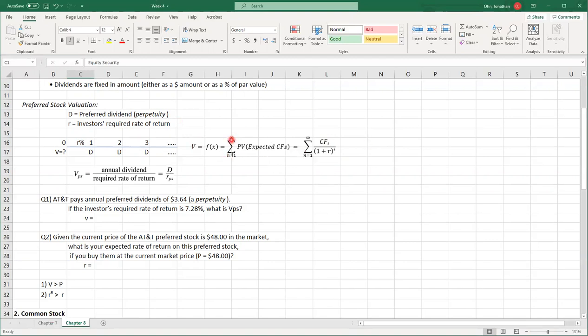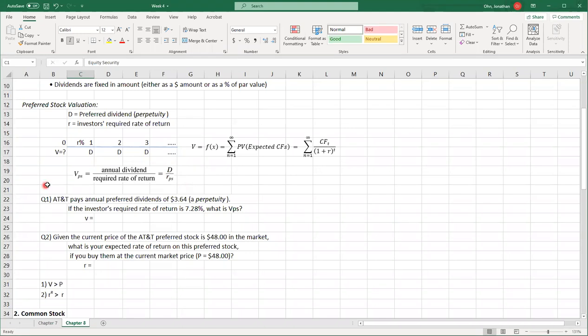And if you go through a couple of mathematical steps, the intrinsic value of this preferred stock comes down to the annual dividend divided by the required rate of return. That means V equals D over r, for preferred stock. It will be simplified as D over r. That's the preferred stock valuation.